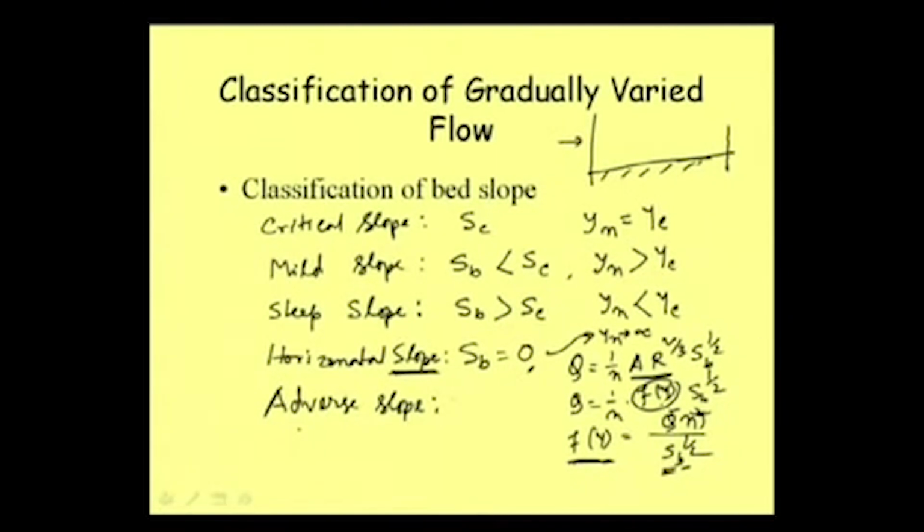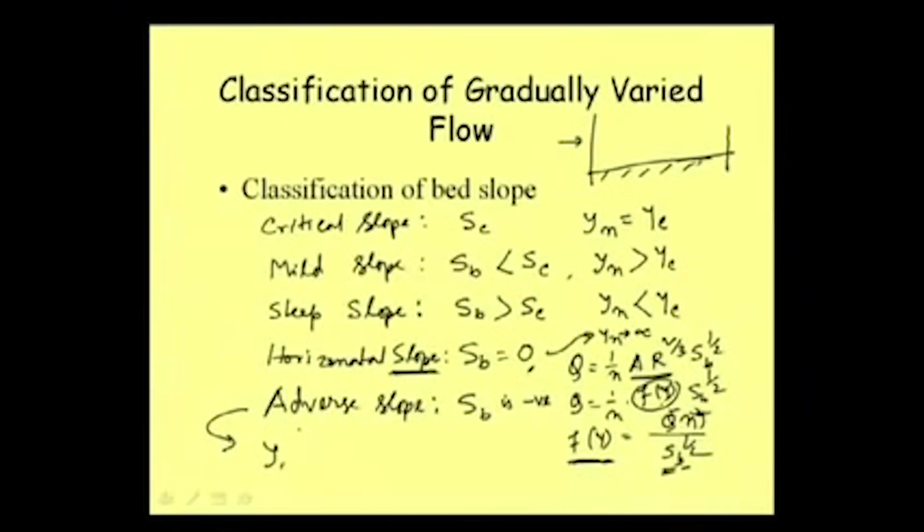So, that part is there, but still the slope is adverse, and that sort of slope we refer to as adverse slope. So, when Sb is less than 0, or we can write it the other way, that Sb is negative. And in the case of adverse slope, there is another interesting situation about yn.